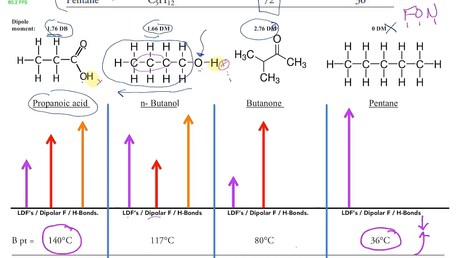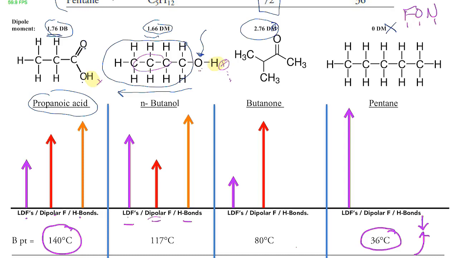So party people, look at propanoic acid. It's got all 3 of the forces. So because it has all three, cumulatively speaking, it's going to have the highest boiling point. Well, wait a minute. I mean, N-butanol has got all three as well. So why would propanoic acid have a higher boiling point?